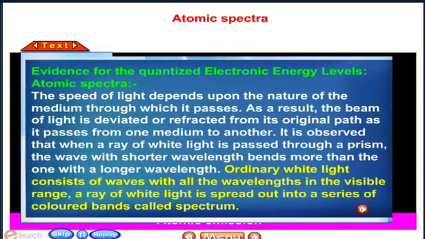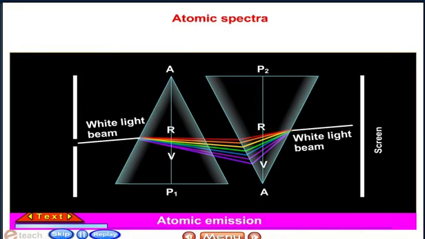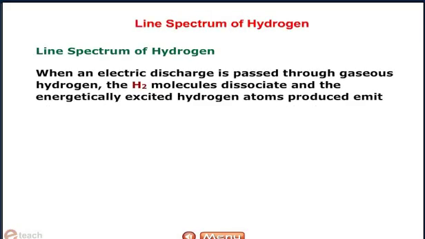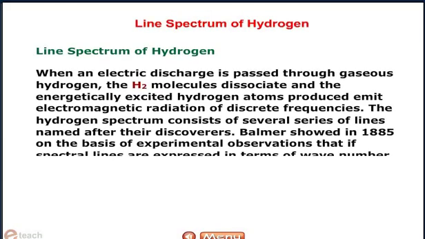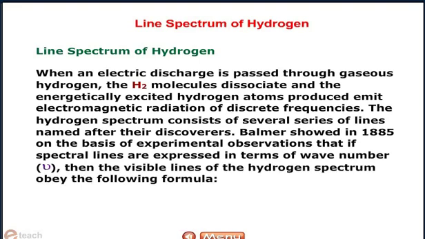Evidence for the quantized electronic energy levels. Line spectrum of hydrogen. When an electric discharge is passed through gaseous hydrogen, the H2 molecules dissociate and the energetically excited hydrogen atoms produced emit electromagnetic radiation of discrete frequencies.